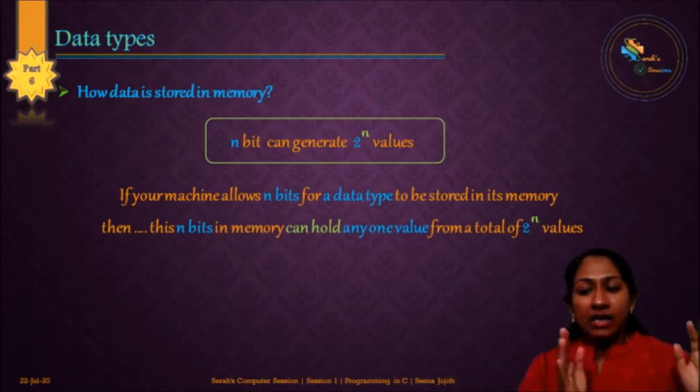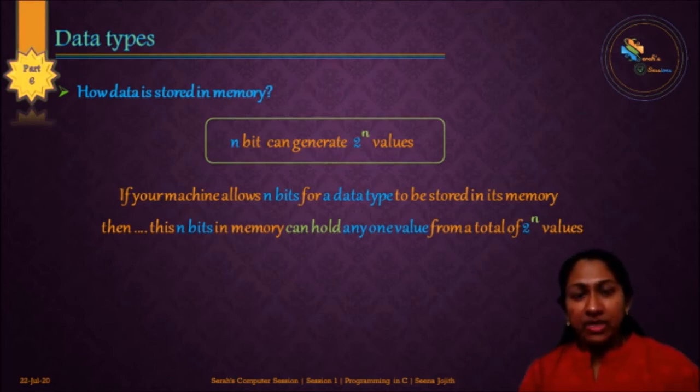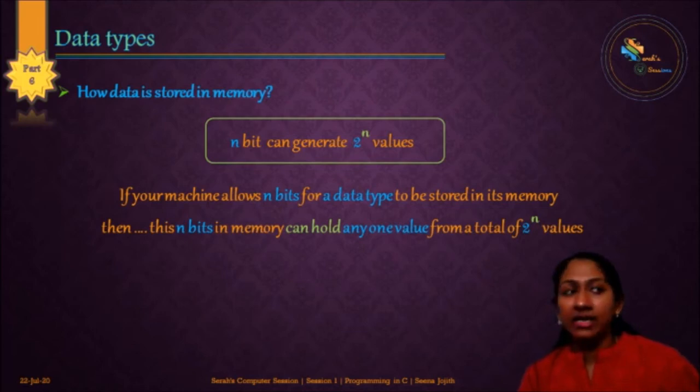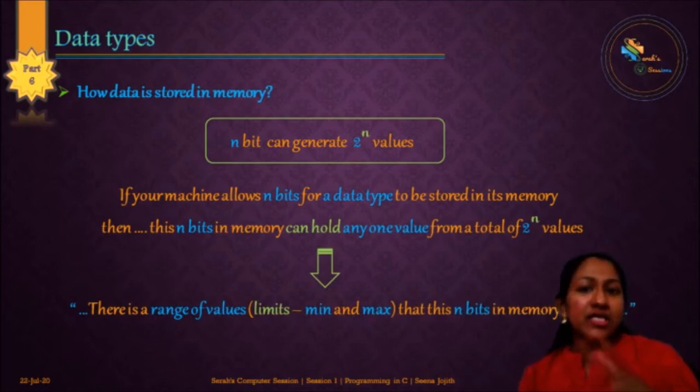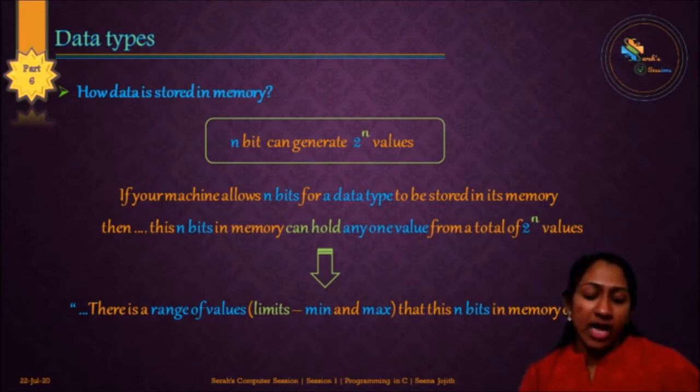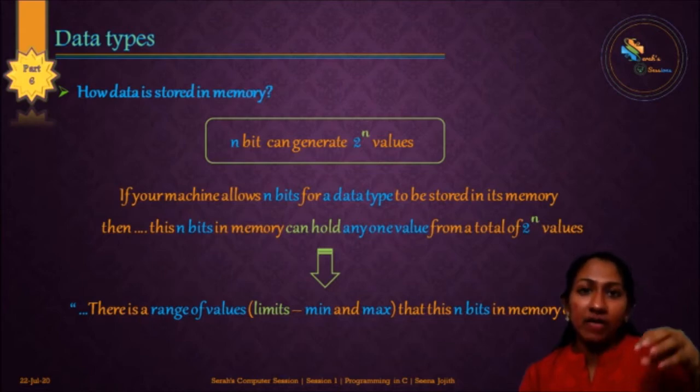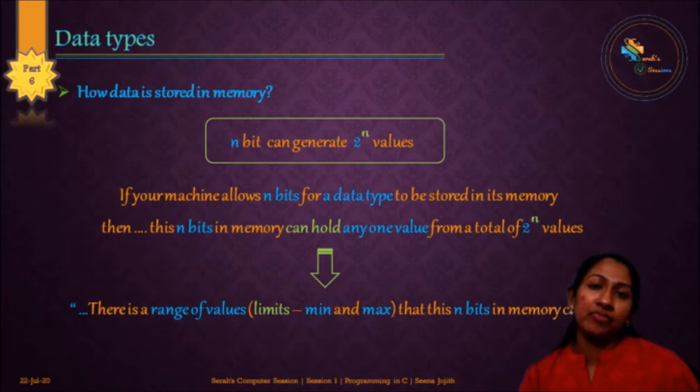Okay. Now, when you input a data, care should be taken that the data is actually one among the 2 raised to n values that can be generated. If your data is not one among the 2 raised to n values that can be generated, then you will not be able to store that data in that variable or in that space that is provided for you. Okay, so there is a range of values. Limits are there. A minimum and a maximum value are there that these n bits can hold. And your data should be coming within the limit that will be actually permitted for that particular data type.